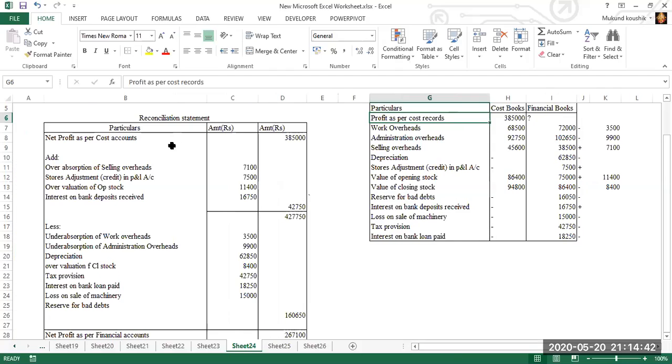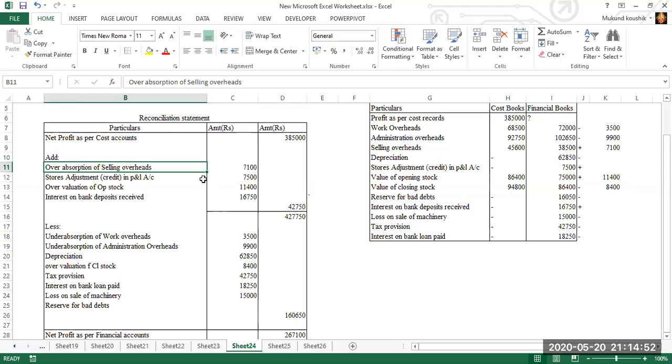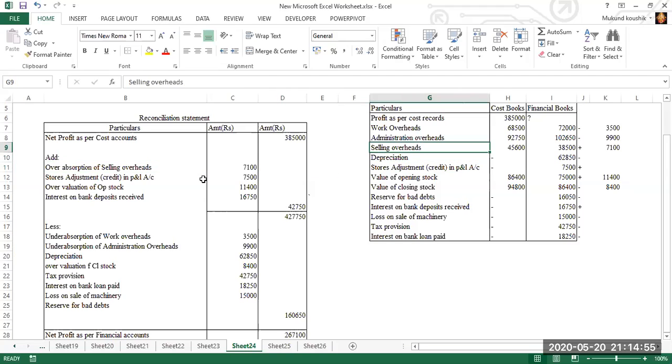Now let us look at how we have to solve the problem. We start with net profit as per costing record, which is 3,85,000. Then we have to add certain items. The first one to add is over absorption of selling overheads. We take the difference between these two numbers, which is 7,100, and add it. Then, stores adjustment credited in P&L account, we add. The second item, stores adjustment credited, is an income, so we are adding. Then overvaluation of opening stock: we take the difference between the costing books amount and financial books amount, which is 11,400, and since it is overvaluation of opening stock, we add.